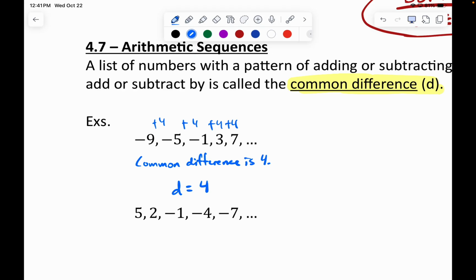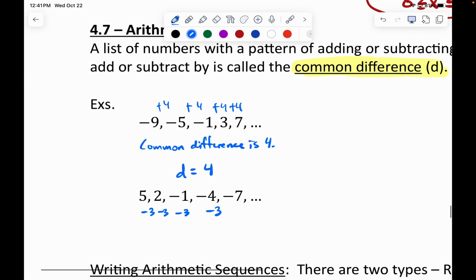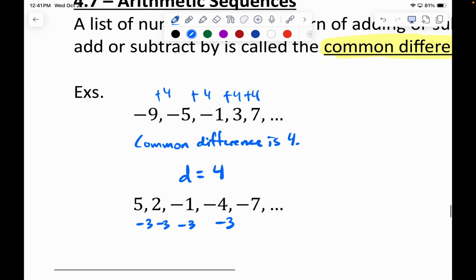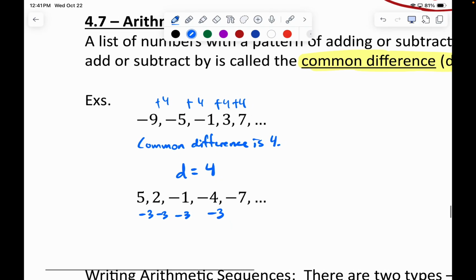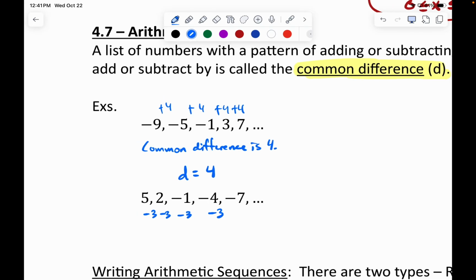What about the second one? 5, 2, -1, -4, -7. We're subtracting 3, right? Same thing, I'm not even going to write it. I could say my common difference is -3, or my d value here is -3. So adding or subtracting, that's all we're going to be doing. That'll be part of the assignment, and it'll go quick. Or they might even ask you what the next 3 numbers of the sequence are.